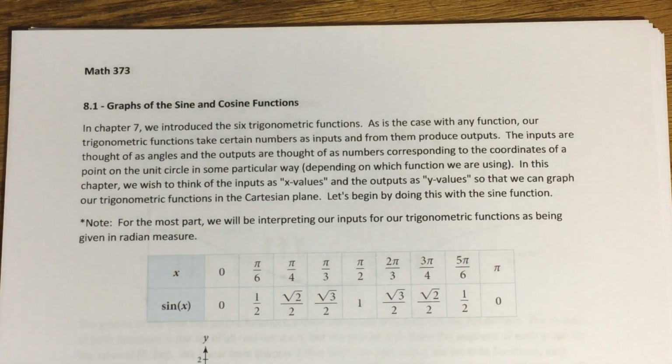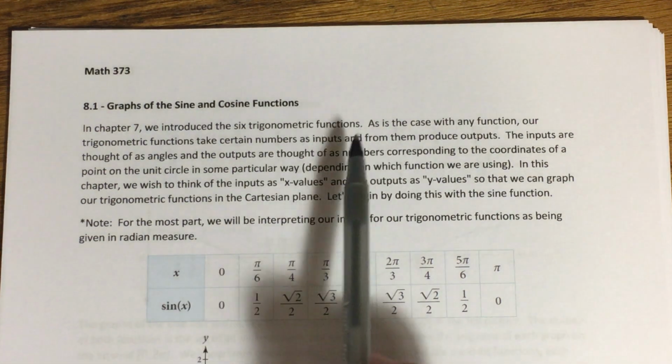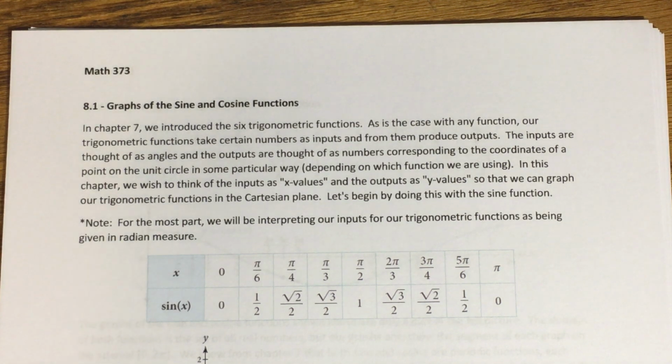Back in chapter 7, we talked about definitions for the 6 trigonometric functions, and we defined them in terms of the unit circle. And again, I'm using the word function here. It's important to remember what a function is. We think of functions as some kind of a rule or formula that takes inputs and then produces outputs. In the case of a trigonometric function like sine of x, for example, it takes x as its input and then produces some other number as its output.